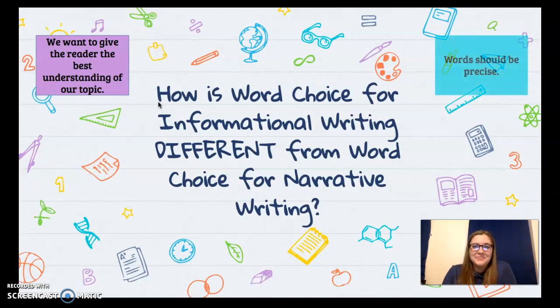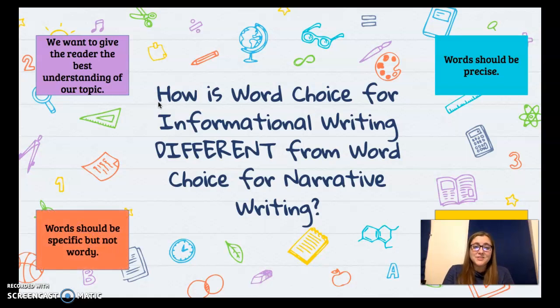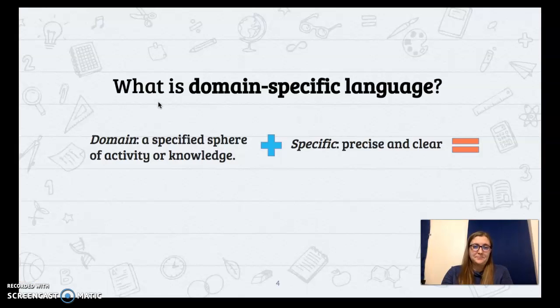Our words should be really precise. If we have a general word that we can replace with a word that's more specific, that will really help our informational writing. Our words should also be content specific, and we'll talk about what that means in a second. And then we also want words that are specific, but not too wordy. We don't want to use so many examples that our readers start to get lost in all of the words. We want to use words that help our readers understand our topic.